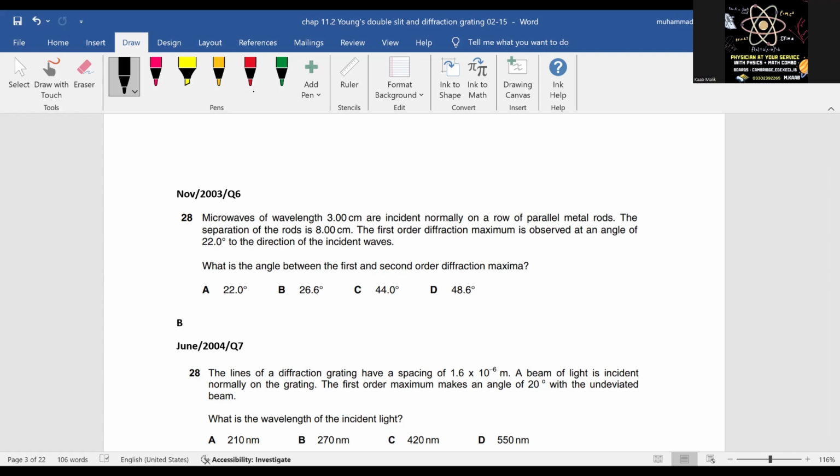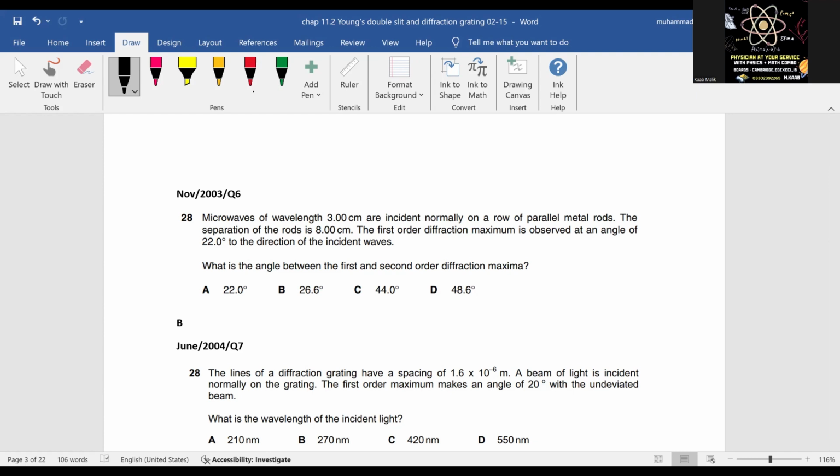Microwaves of wavelength 3 centimeters are incident normally on a row of parallel metal rods. The separation of the rods is 8 centimeters. The first order diffraction maximum is observed at an angle of 22 degrees to the direction of the incident waves. What is the angle between the first and second order diffraction maxima?